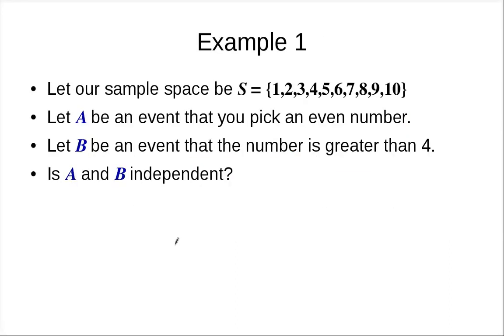So let's look at some other example. Now we have two events. Let A be an event that you pick an even number, and B be an event that the number is greater than 4. So the question is, are A and B independent? Oh, this should be R, sorry. Okay, so the only way to figure this out is to check this definition, right? If they are equal or not.